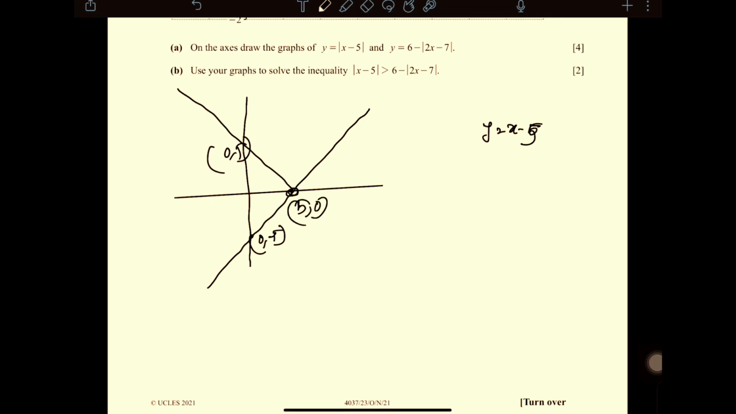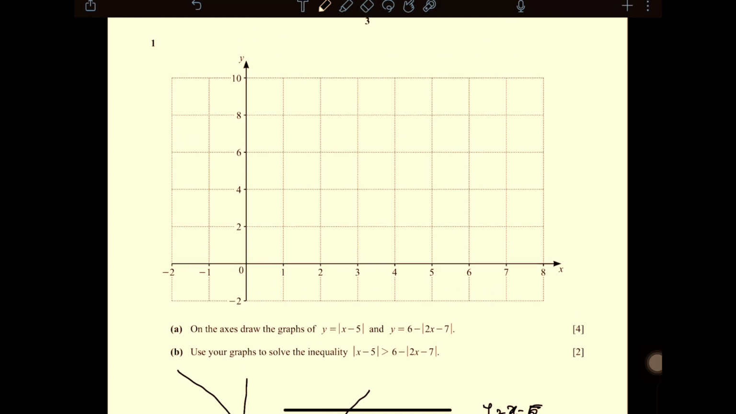Okay, so let me place it on the graph. 5, 0, then 0, 5. So let me join. Okay, this is the graph for y equals modulus of x minus 5.